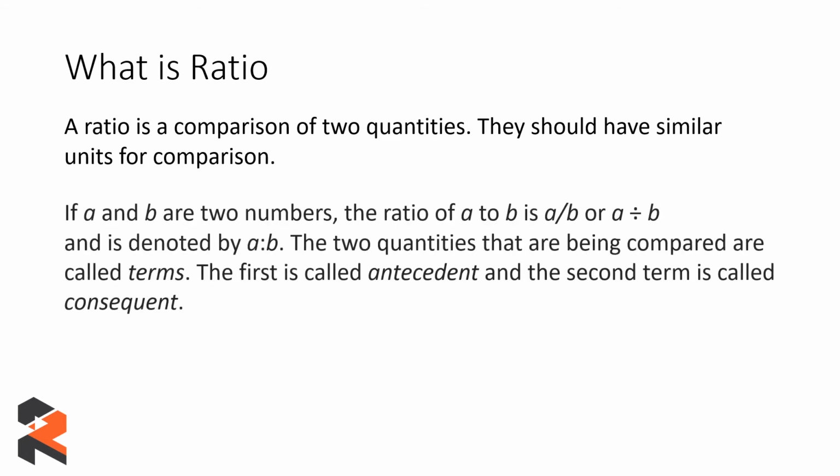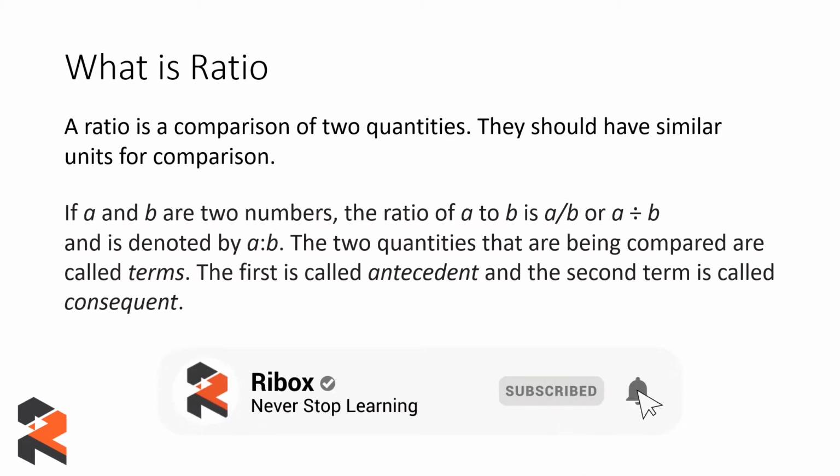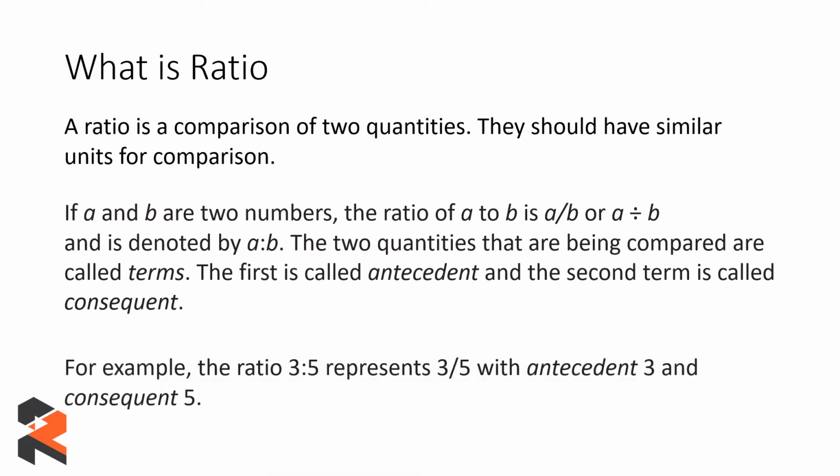So if we want to represent the ratio, how do we represent it? We represent it in the form of P by Q, or in this case A by B, where A and B are two numbers. What are A and B called in terms of ratio? The term A is called the antecedent and the second term B is called the consequent. For example, the ratio 3 is to 5 represents 3 by 5, with antecedent as 3 and consequent as 5.